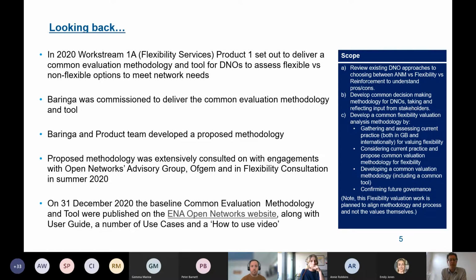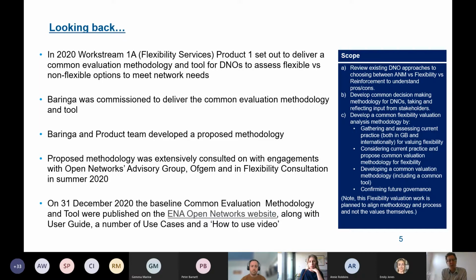And in 2020, we issued a PID, which had this product one under the workstream 1A, the flexibility services workstream. And the scope of what we set out to do is in the blue box on the right-hand side of this slide. The first task for the product team was to find a consultancy that would help us create that common methodology. And I was pleased to say that Baringa were successful and brought on board.